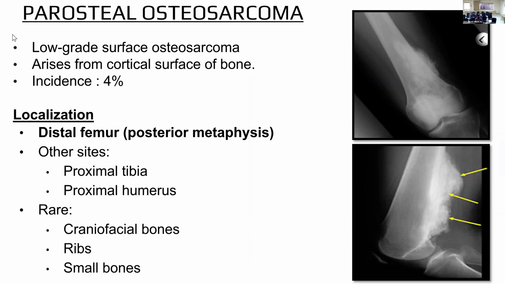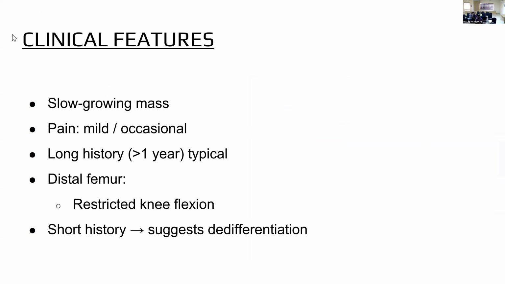Its incidence is almost 4% of the total malignant bone tumors, and from that almost 22% have an intramedullary extension. It is mostly located on the distal femur posterior metaphysis. Other sites are the proximal tibia and proximal humerus. Other rare sites are the craniofacial bones, ribs and small bones.